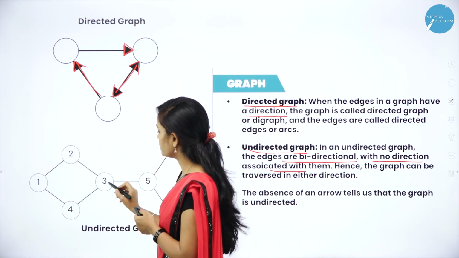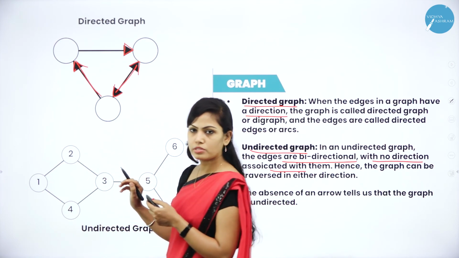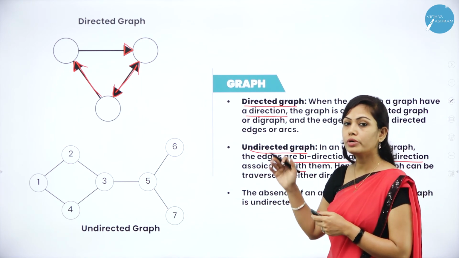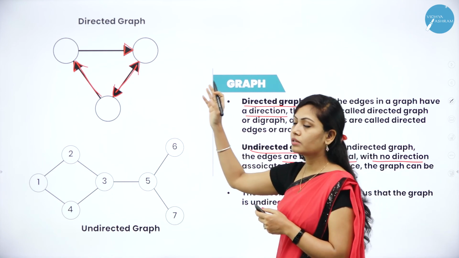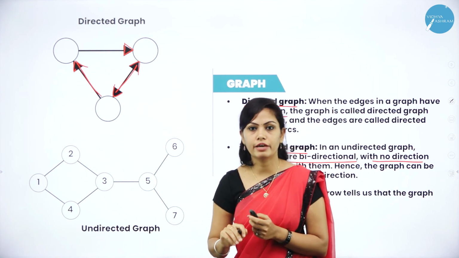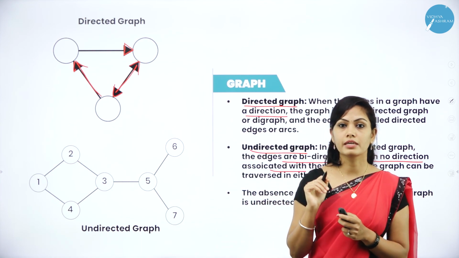2 is traversed to 1 and 3 also, and 3 is traversed to 4 and 2 also. This is called an undirected graph. Undirected means with no direction. Directed means with direction, we can call it a directed graph or digraph. So, this is called a graph.